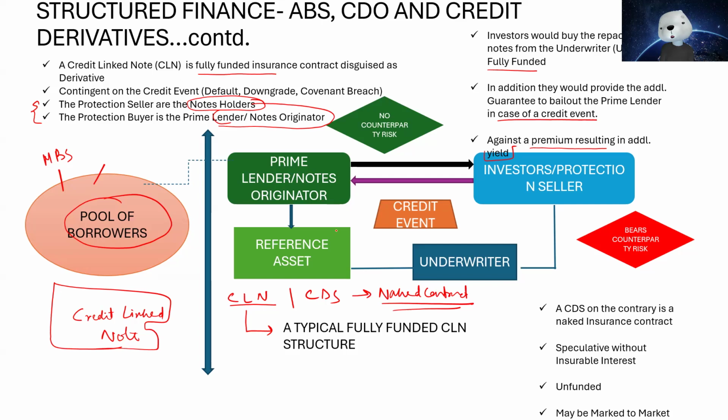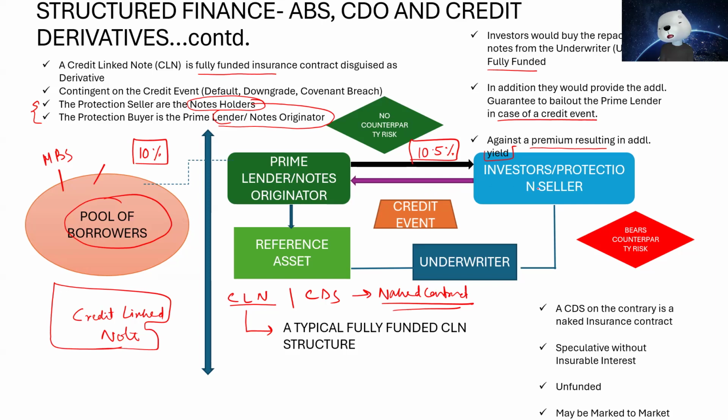And at the same time, let's say the pool of borrowers has a weighted average yield of around, let's say, 10%. Based on this 10%, the prime lender or the notes originator out here may actually issue a security to the investors bearing a coupon of, let's say, 10.5%. Now, this is not an exact match, I know, but you may understand the point which I'm trying to drive home.